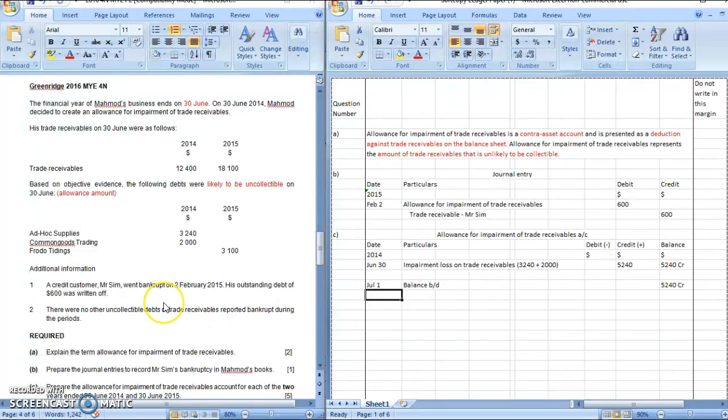So we had Mr. Sim, who went bankrupt on the 2nd of February 2015. So we need to write the next calendar year, 2015, and on February 2nd, we have Mr. Sim going bankrupt. Since we are preparing the allowance account, the particulars will actually be trade receivable. And since Mr. Sim went bankrupt, we will have to remove him from our allowance account. He is confirmed to not be able to pay us, and we will write 600 here. And then, what we'll do is we will calculate the running balance first.